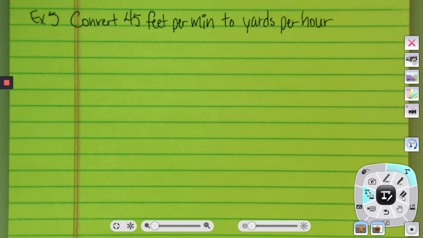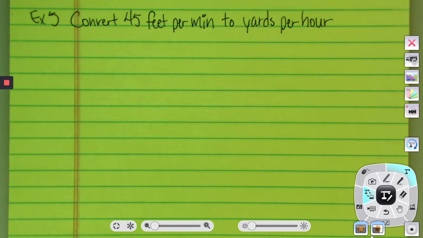So in the first example we'd like to look at, we're converting 45 feet per minute to yards per hour. Now, the thing about it is 45 feet per minute, it's no longer just a unit. That's what we call a rate. It's, in fact, a unit rate. Feet per minute, 45 feet per 1 minute. It's really using two different measurements.